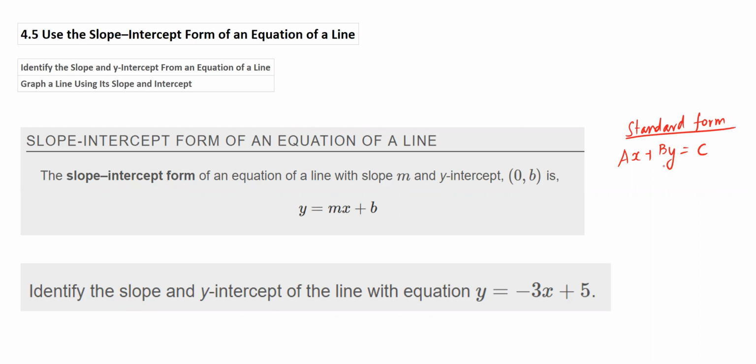So if you did some algebraic movement to the standard form, if you rearrange the terms, I subtract ax on both sides. Then I'm left with by equals negative ax plus c. Then I do one more step, I divide out the b. Every term gets divided by b. You can see that the standard form is rearranged to y equals negative a over b x plus c over b.